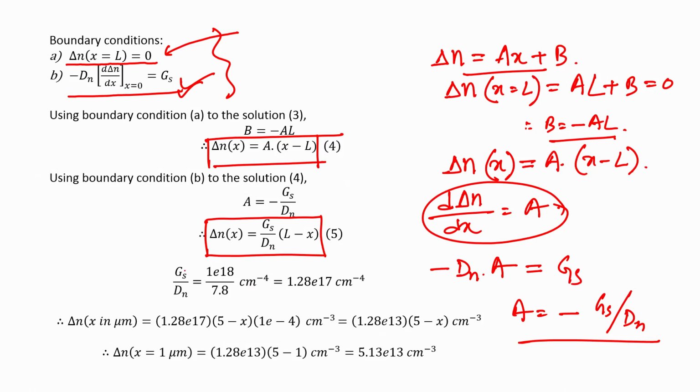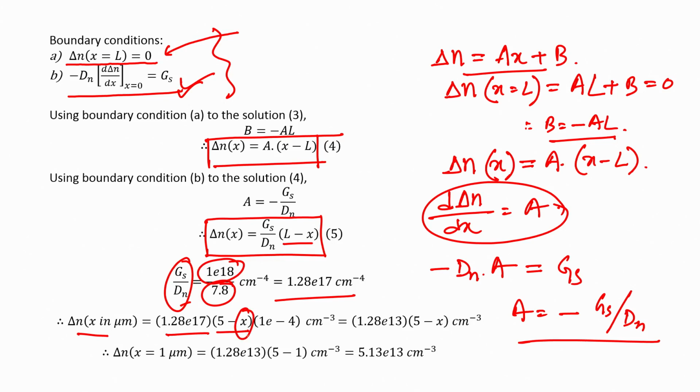So now you have to just simply calculate the numbers. Gs by Dn: Gs we have calculated in the previous part, that is 1e18, and Dn we have again calculated previously as 7.8. So Gs by Dn is coming with this number. So now del n is given as this Gs by Dn, so plug in that number into (L minus x). L is here 5 micrometer, so 5 minus x.